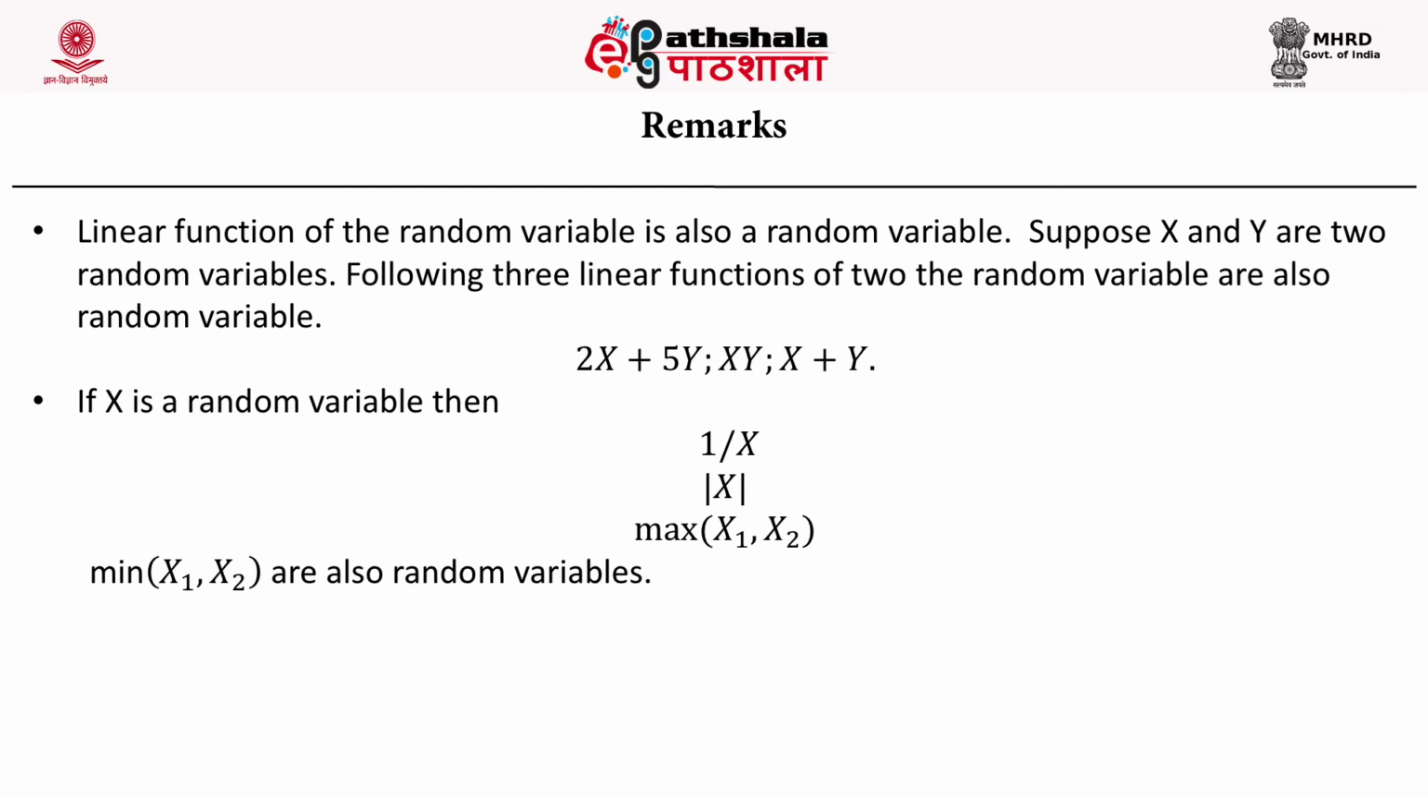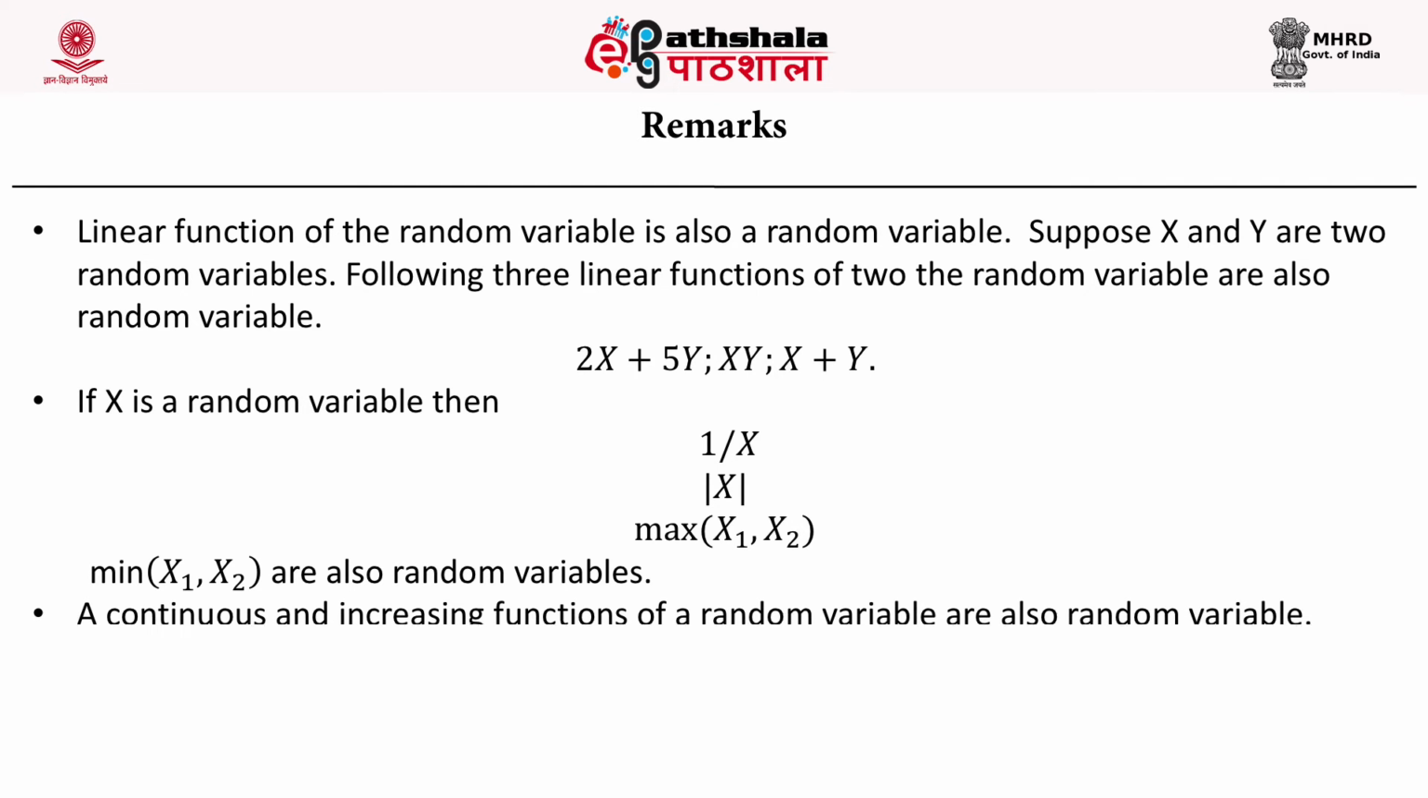If X is a random variable, then 1 upon X, mod of X, maximum of X1 and X2 and minimum of X1 and X2 are also random variables. So it means it preserves the properties of a random variable, if you take the reciprocal, that is 1 upon X, mod of X and maximum value or minimum value. A continuous and increasing function of random variables is also a random variable.